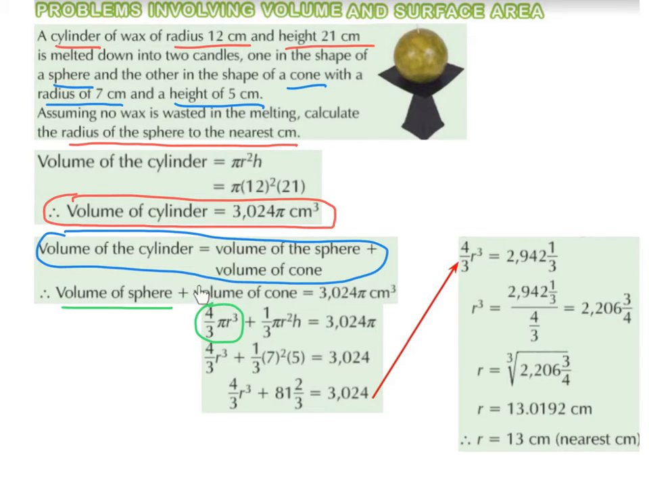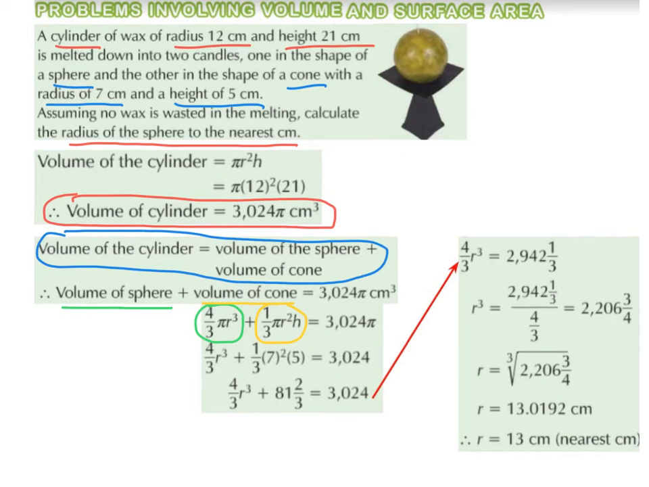Okay, so then we have the volume of the cone, and the formula for that is a third pi r squared h. But we actually do have a bit of information about the cone, because they told us in the question that the cone had a radius of 7 and a height of 5. So in our next step, we're going to substitute 7 and 5 into the formula. But we let both of these formulas added together be equal to the volume of the cylinder.